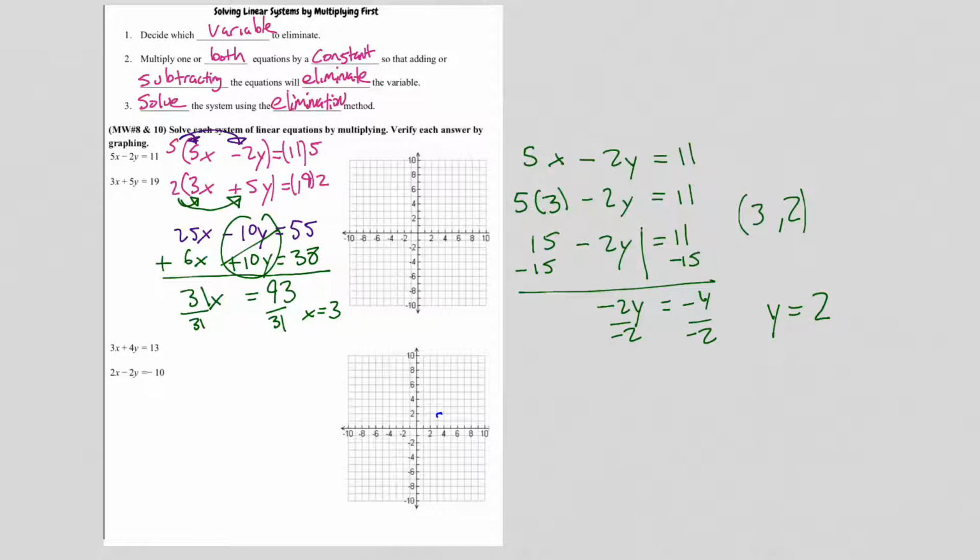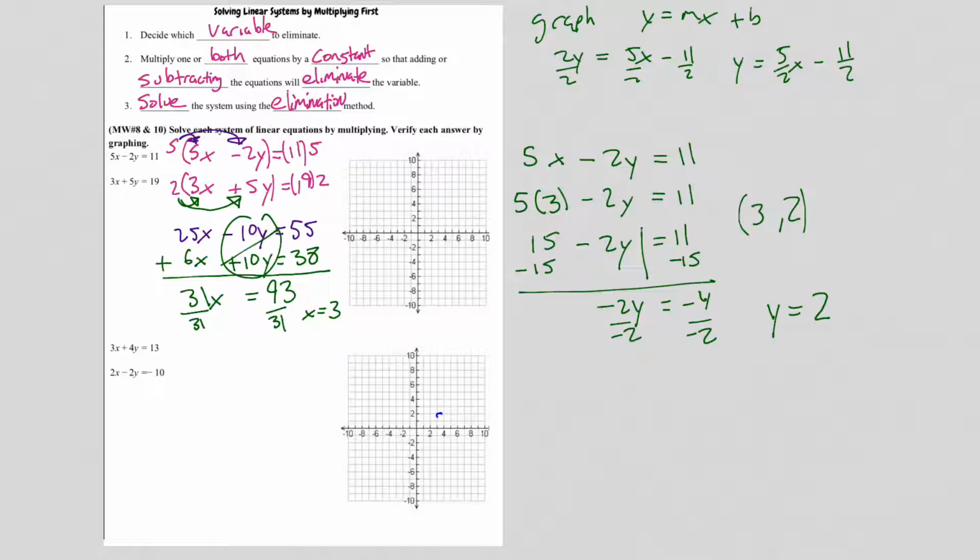And you can confirm this by graphing these two lines as well. The graph of these lines, I'm going to put them into y equals mx plus b format. 5x minus 2y equals 11. You're going to get basically 2y is equal to 5x minus 11. You'll divide both sides by 2. You'll get y is equal to 5 halves x minus 11 halves.